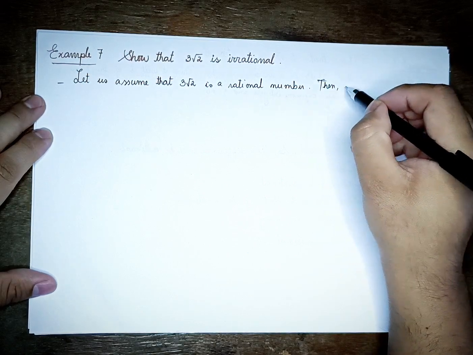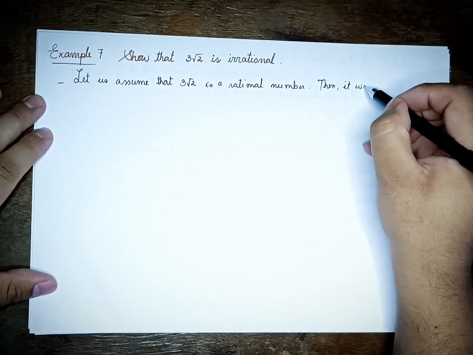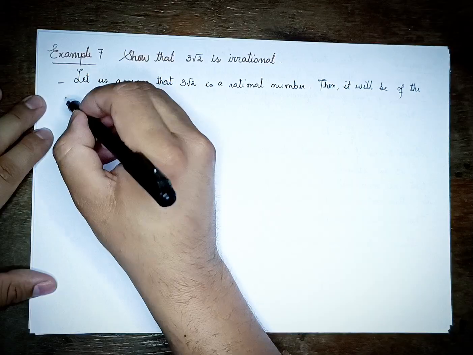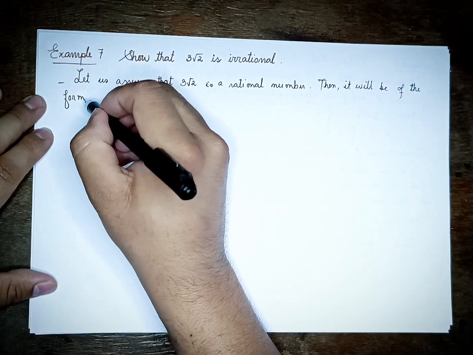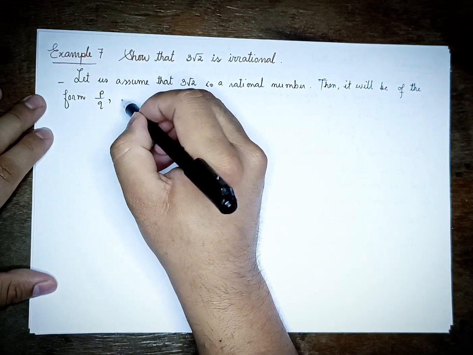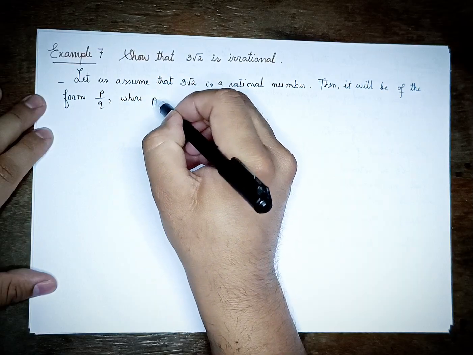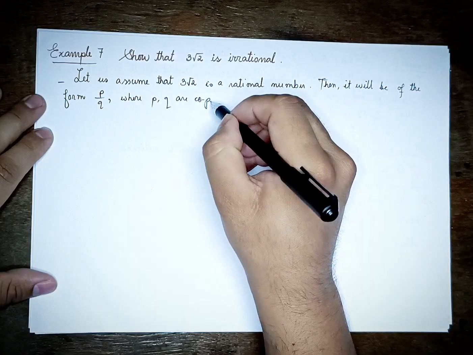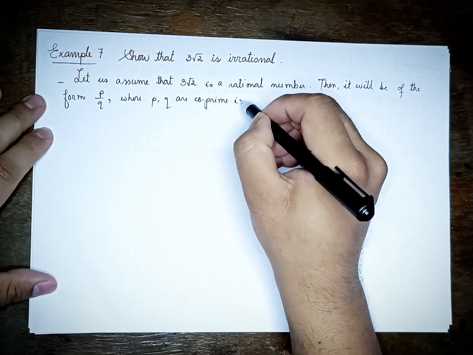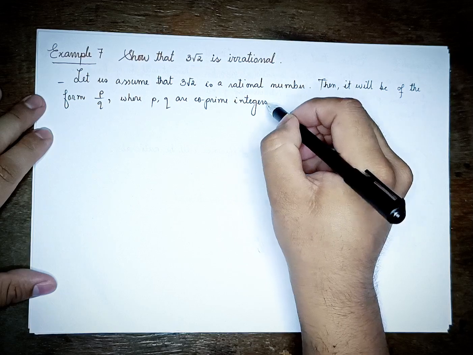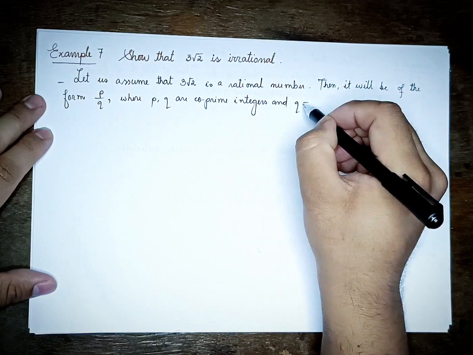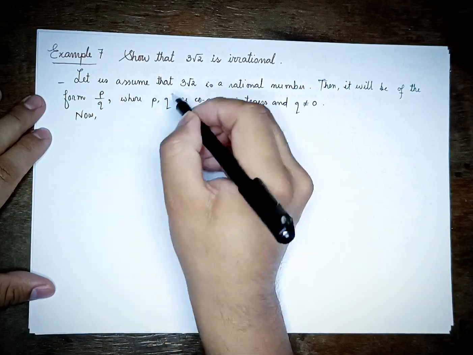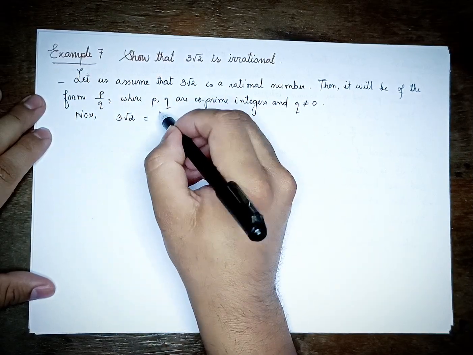Then it will be of the form p by q, where p and q are co-prime integers and q must not be equal to 0. Now this 3 root over 2 must be equal to p by q.